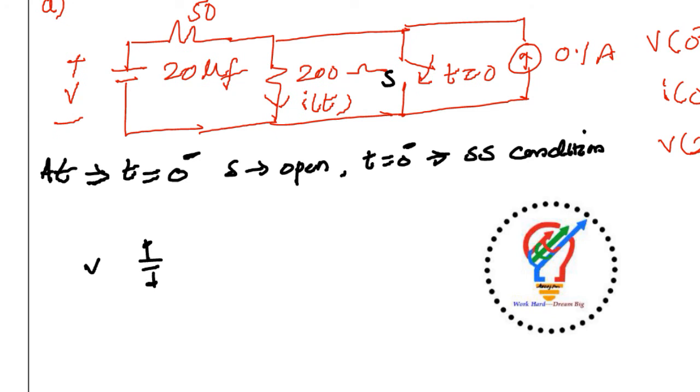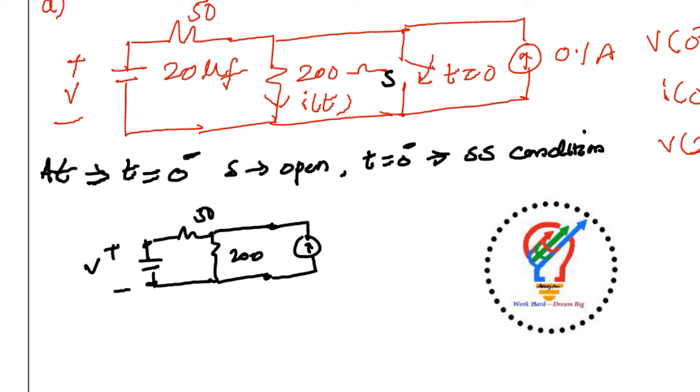So V plus minus, 50, and here we have 200. The capacitor is open circuited. The current will flow like this. Since this part is open circuited, no current enters into this circuit. So what is the V?